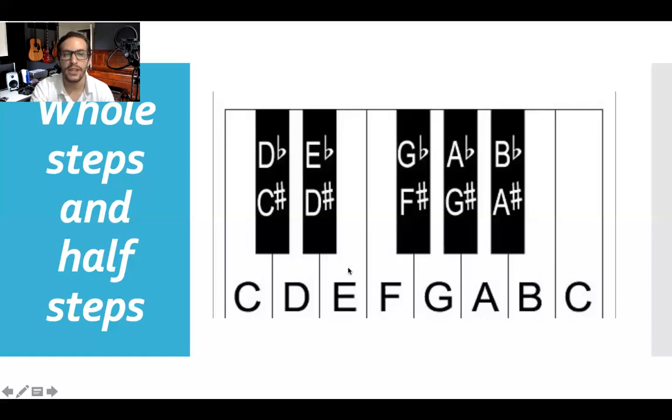Now, one more thing. Remember I said that there is no black key between E and F and between B and C. Yeah, but does that mean that there is no E sharp or B sharp? Well, yes, there is, but we're gonna explain that later. So those are whole steps and half steps. Remember, whole step, two keys away, half step, one key away, okay?